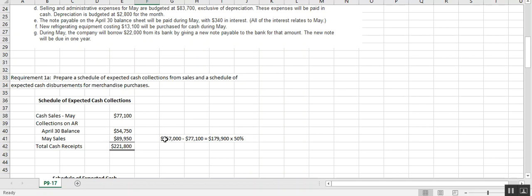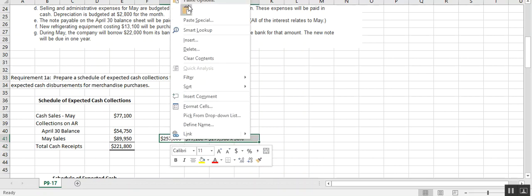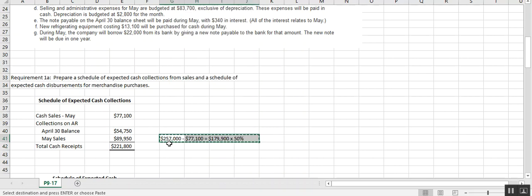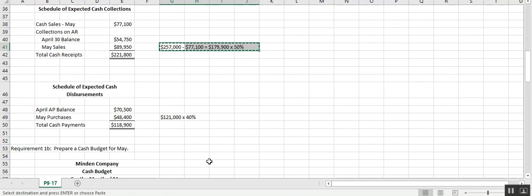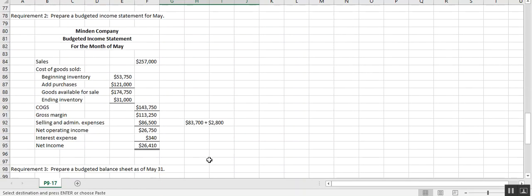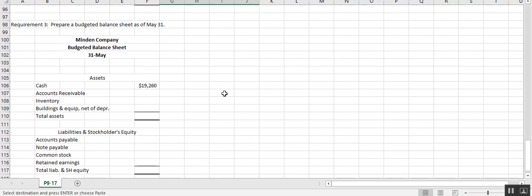So just saving myself some work, this was the formula that we used. There's our total sales less our cash collections equals our credit sales, and we collected 50% of that, which was $89,950. So come down to my balance sheet. I'm going to put our formula down here just so we have it for reference. So that is the $89,950.